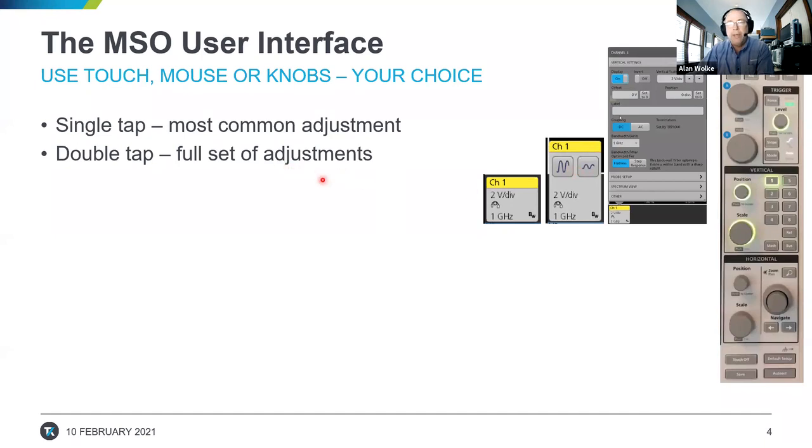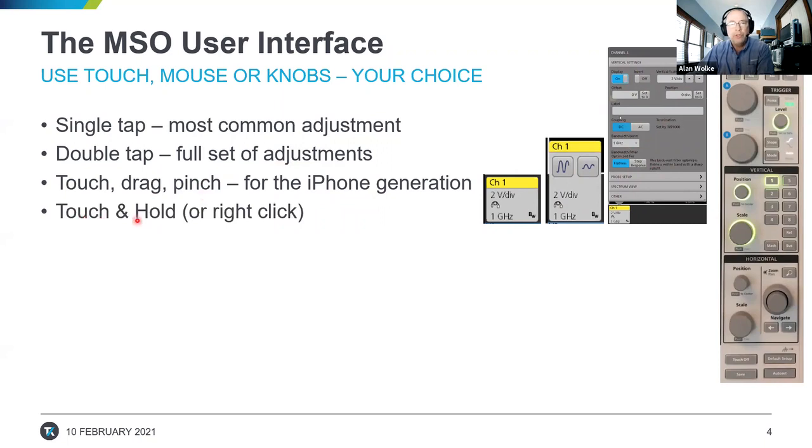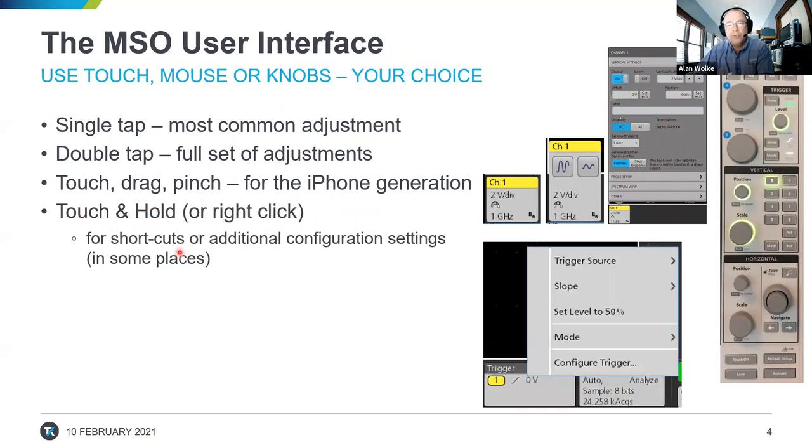Double tapping on that badge will bring up the full set of options and adjustments that are available. So kind of like the full menu for channel 1 to give you more control over the vertical settings, the coupling, bandwidth, things like that. Of course, now for the iPhone generation, it is a multi-touch screen. You can touch, drag, pinch, zoom, things like that on the multi-touch screen. And you could also do a touch and hold or a right click. These are for shortcuts, maybe quickly change a trigger mode or an acquisition mode or a display setting. So that's available on most applications on the display.